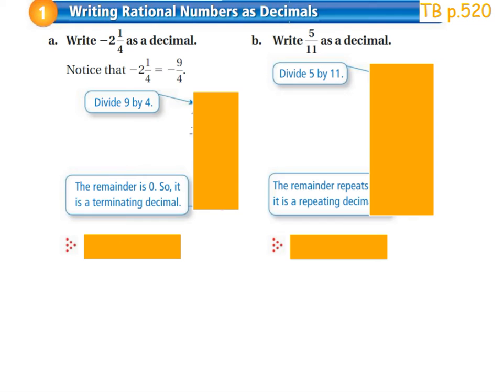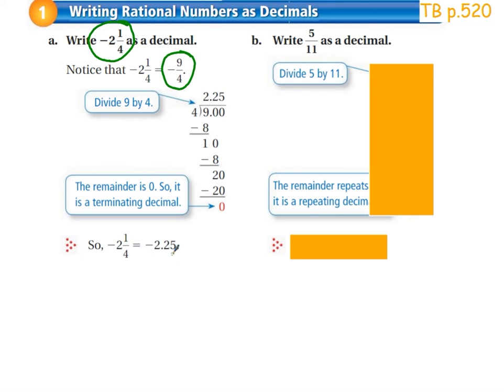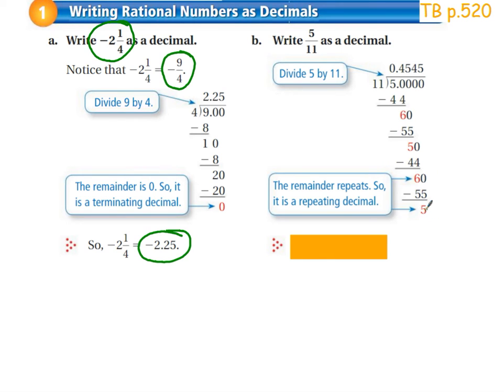Okay, so basically to turn a fraction into a decimal, you just take the numerator and divide it by the denominator. If you have a mixed number, though, you have to start by turning that number into an improper fraction, then divide. And so our first example, -2 1/4, becomes -2.25. My second fraction, I divide 5 by 11, and no matter how many times I keep adding another 0 and bringing it down, the 45 is never going to go away. So 5/11 is equal to 0.45 repeating.